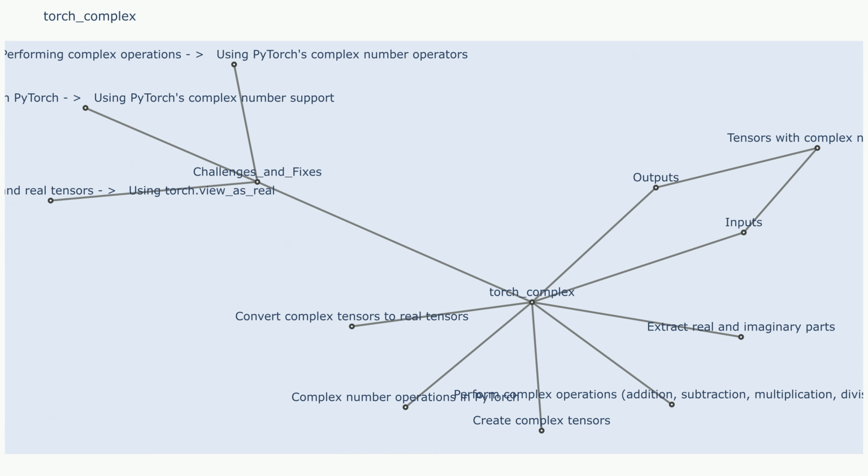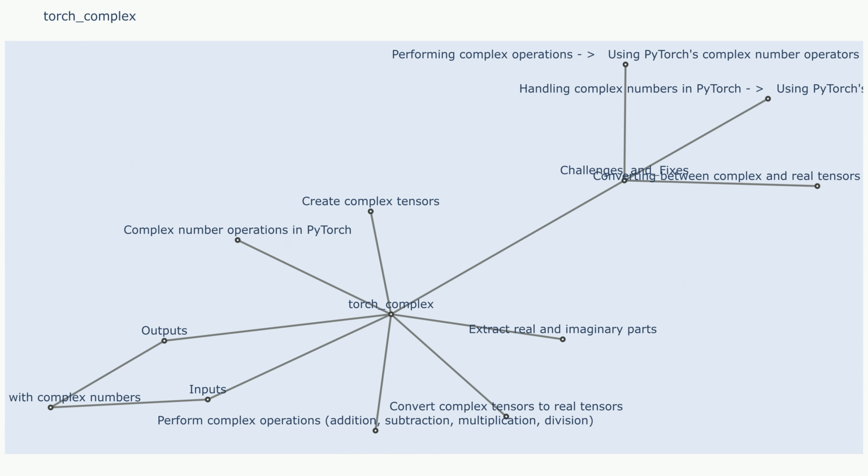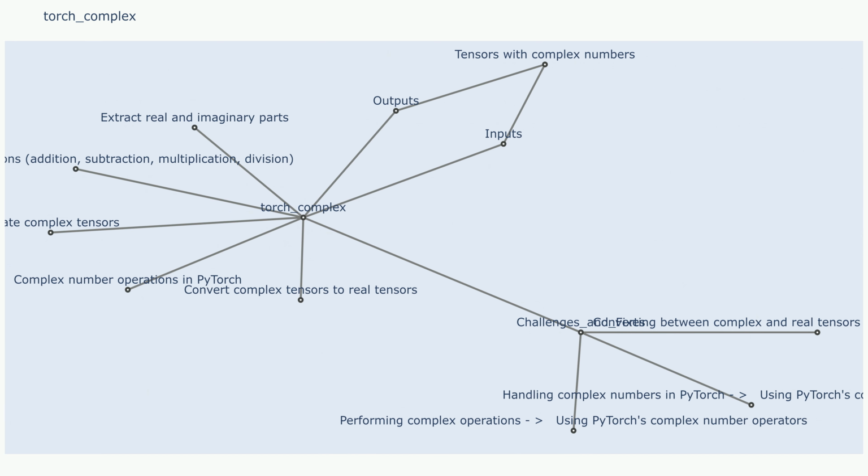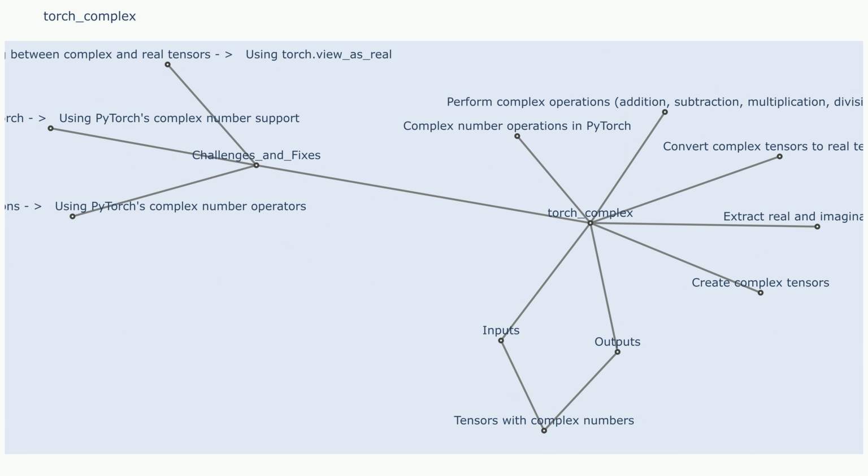Challenge 2: the input tensors should be of floating point data type. Sample use case that resulted in challenge 2: attempting to create a complex tensor from integer tensors will result in an error. Fixes to challenge 2: convert the input tensors to floating point data types before using torch complex.